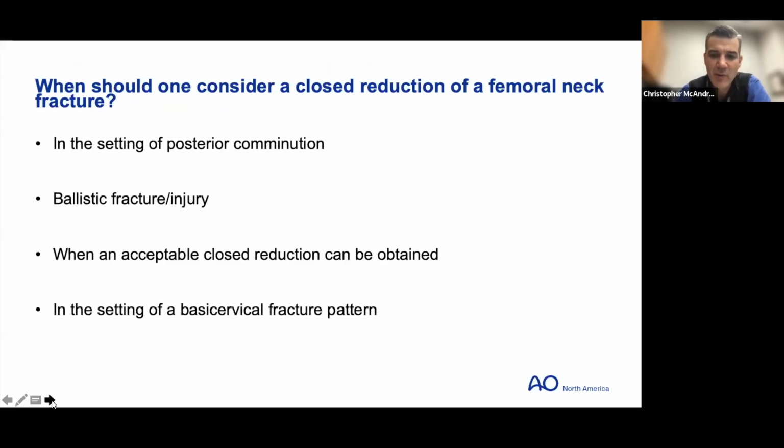So this is another polling question, keeping the couple of you out there alive and awake. When should you consider a closed reduction for femoral neck fracture?